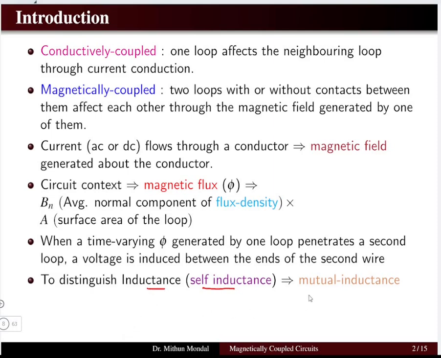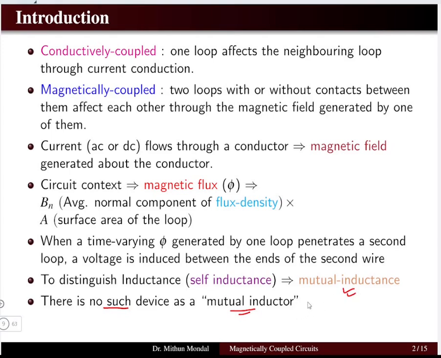Now we have already discussed the concept of self-inductance, which is otherwise known as normal inductance, and we now want to distinguish one more term, that is known as mutual inductance. Here one thing has to be noted: there is no such device as a mutual inductor. This is a phenomenon which occurs when two coils are in close vicinity and there is a magnetic flux linking the two coils.